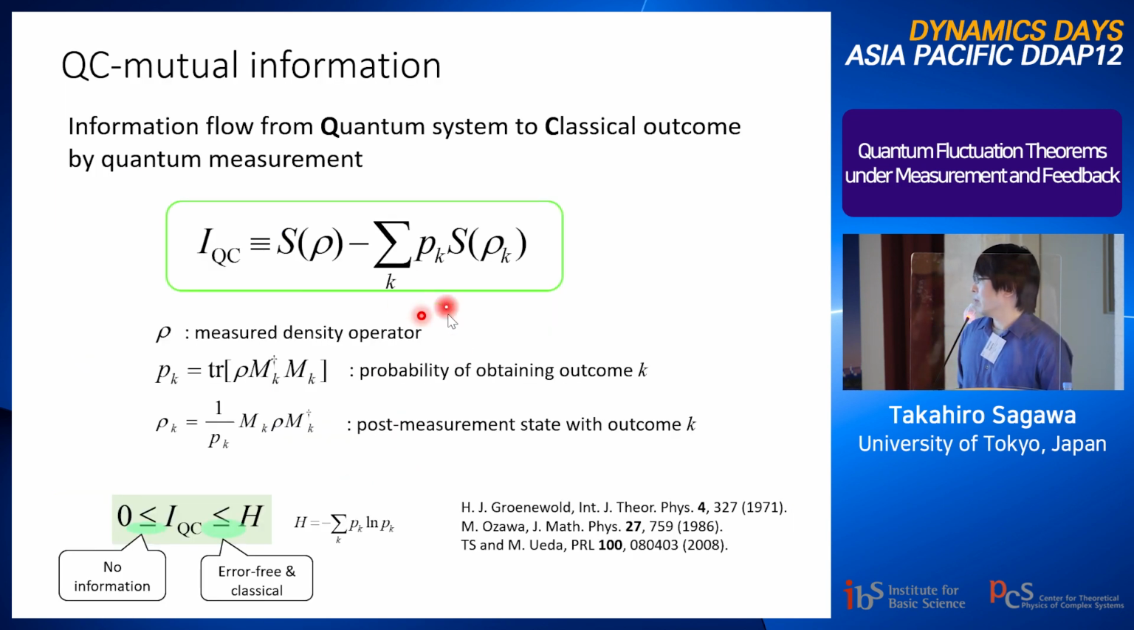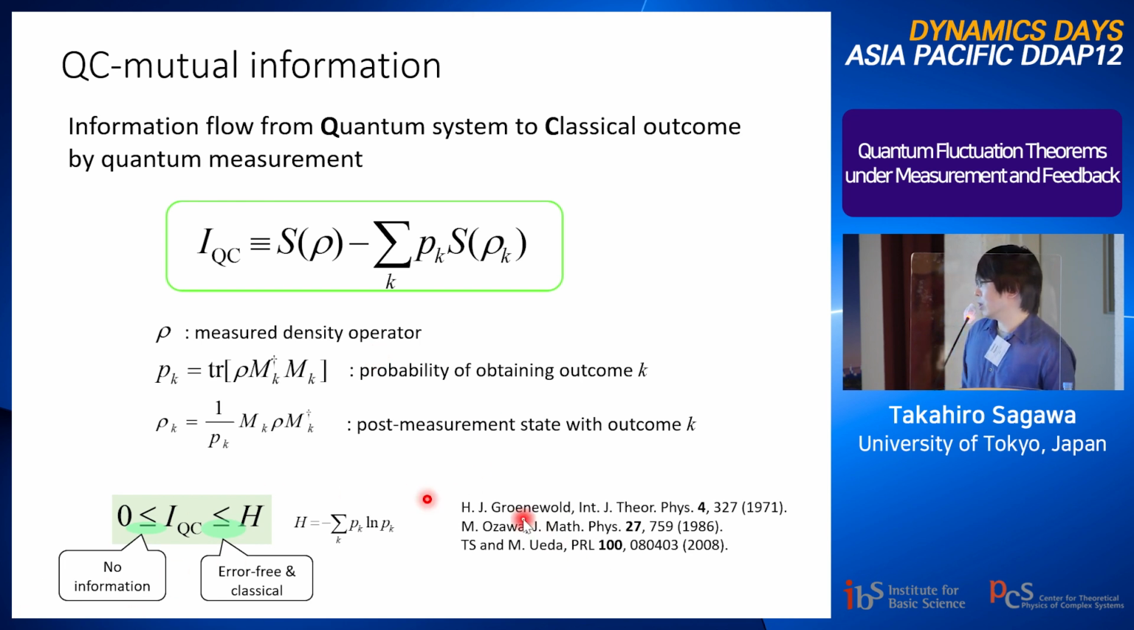And so next, our goal is to formulate the second law of thermodynamics in the presence of quantum measurement and feedback. Actually, both in the classical and quantum regimes, the thermodynamics is very similar, but we should only replace the mutual information term with a kind of quantum information term like this. This is called the QC mutual information. In our situation, the system is quantum, and our measurement outcome is classical. So we need to characterize the correlation between the quantum system and the classical outcome. That's the reason why we named this the QC, quantum-to-classical, mutual information.